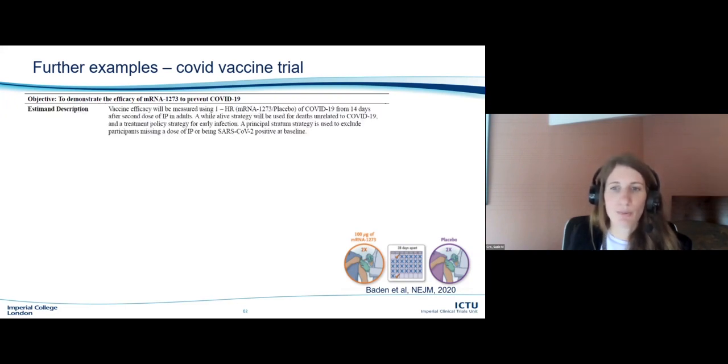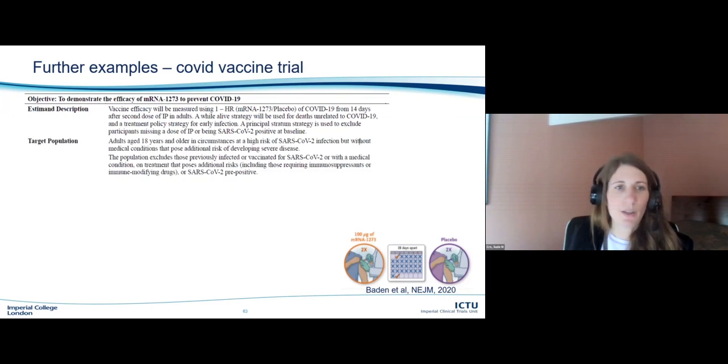The general description of the primary Estimand provided in the protocol that I've simply copied here was that vaccine efficacy will be measured using 1 - hazard ratio for their mRNA vaccine relative to placebo of COVID-19 from 14 days after the second dose of the IP in adults. And they're going to use a while alive strategy for deaths unrelated to COVID and a treatment policy strategy for early infection. And a principal stratum strategy would be used to exclude participants missing a dose of IP or being COVID positive at baseline. And then they also break this down attribute by attribute.